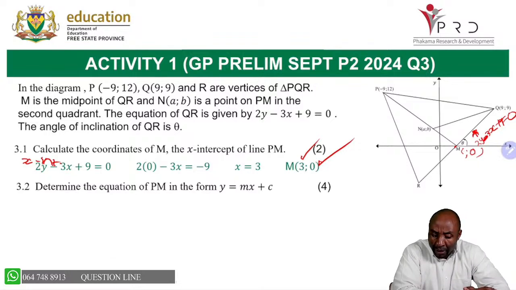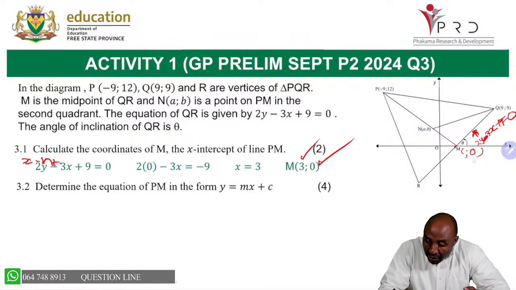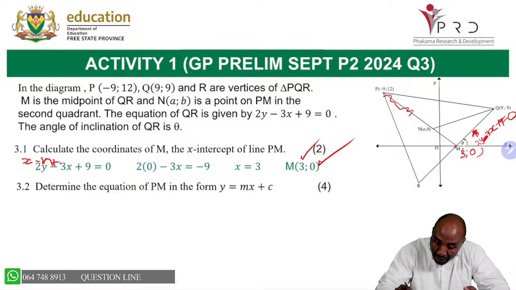We have to determine the equation of PM in the form y is equal to mx plus c. Now, remember, write these coordinates in the diagram. There is our line PM there.